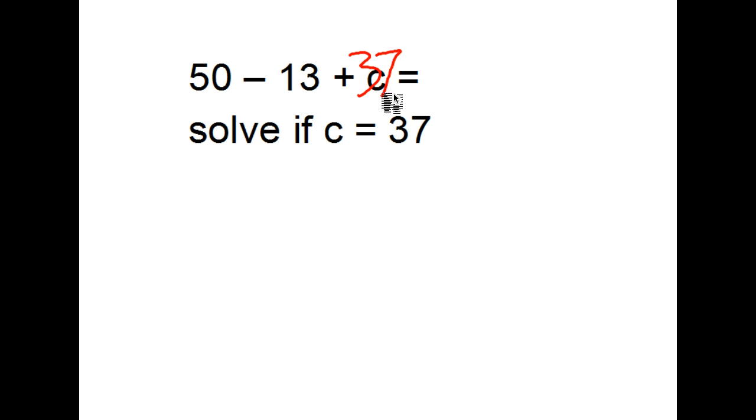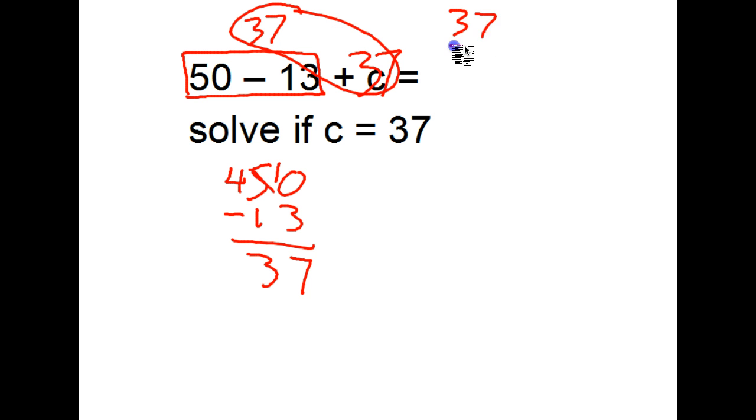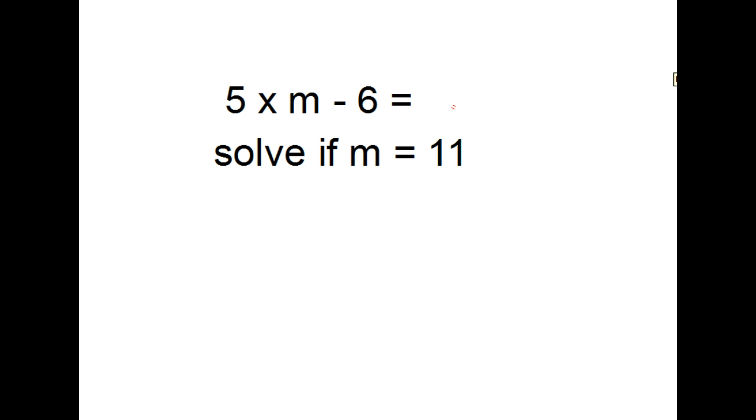Put my 37 right in for the c. I got subtracting and adding. They're equal power, so I'm doing the one that's first in the line. It would be subtracting. 50 minus 13. Borrow. I'm at 37. And so this part here is 37. Now I got 37 plus 37, which would be the same thing as 37 times 2. 14, carry my 1, 3, 6, 7. 74. Stop the video and try it.